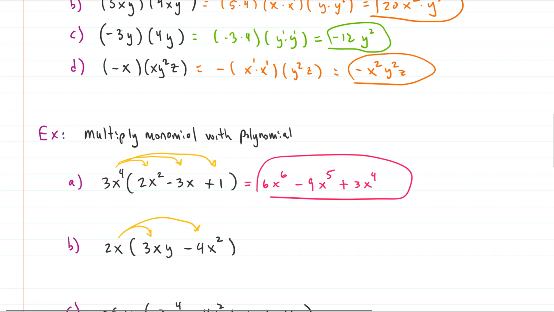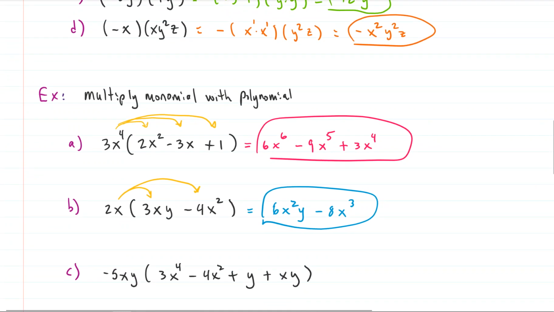So 2x. So 2 times the 3 gives us 6, and we have x and x gives us x squared, and we have a y hanging out there, so that'll just come along. And then we have 2x times negative 4x squared. So the 2 times the negative 4 gives us a negative 8. And the x squared gives us x cubed. And we're done. So we can handle these multiplications if we just have one variable, or if we have multiple variables, like x and y, like we did in this example.